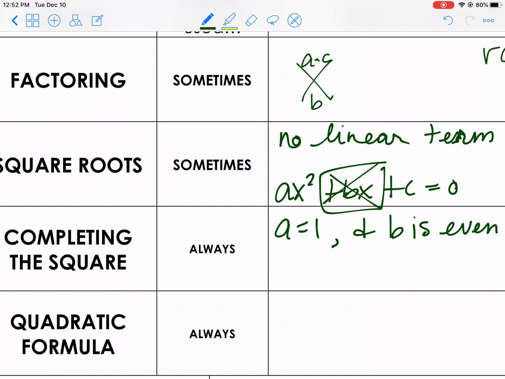Quadratic formula works for every single function. It always works. In my practice, I use quadratic formula as a last resort because it's, in my opinion, time-consuming and a little bit taxing. I generally need to pull out a calculator to make sure I've got the discriminant correct and working through all those kinds of things. So generally, I hold off on that one as long as I can.